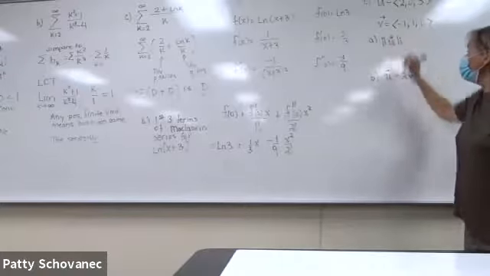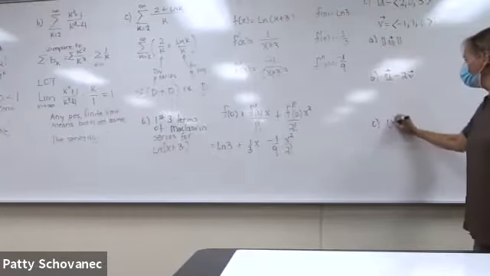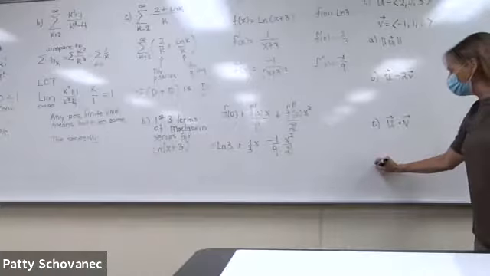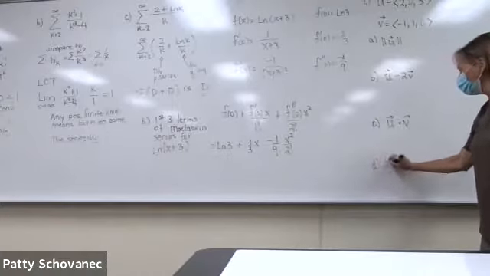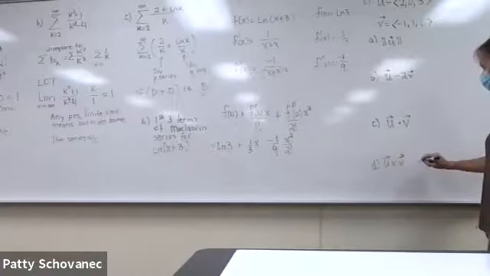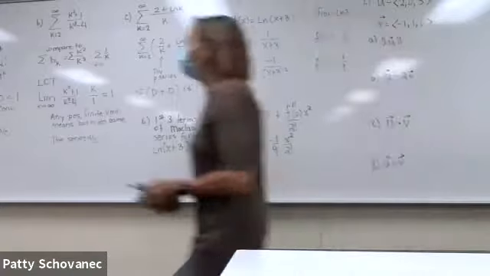And let's just add a couple more. Let's find u dot v. And then, of course, u cross v. So you can find those 4 things in 5 minutes or less.